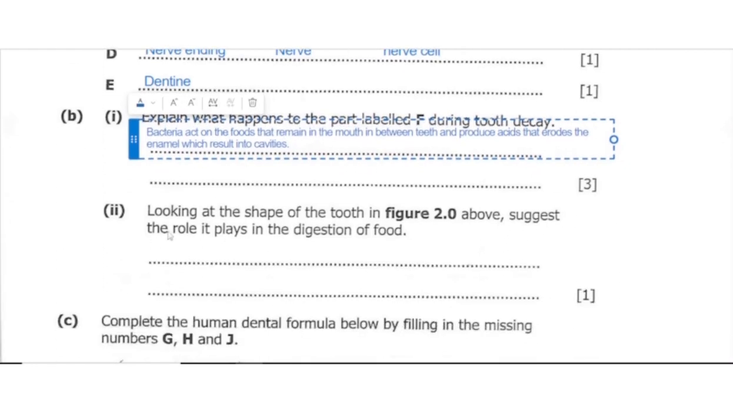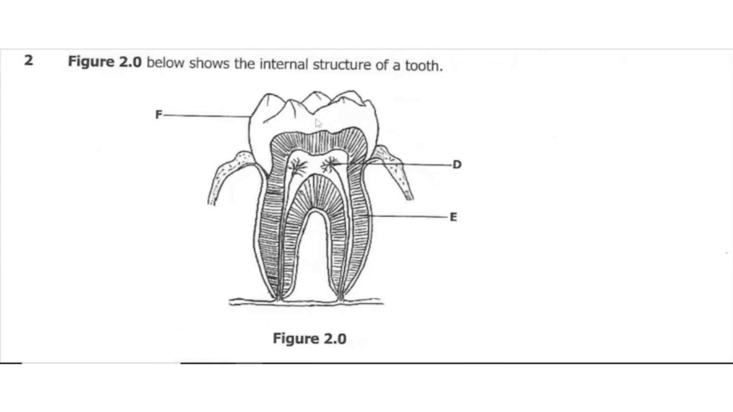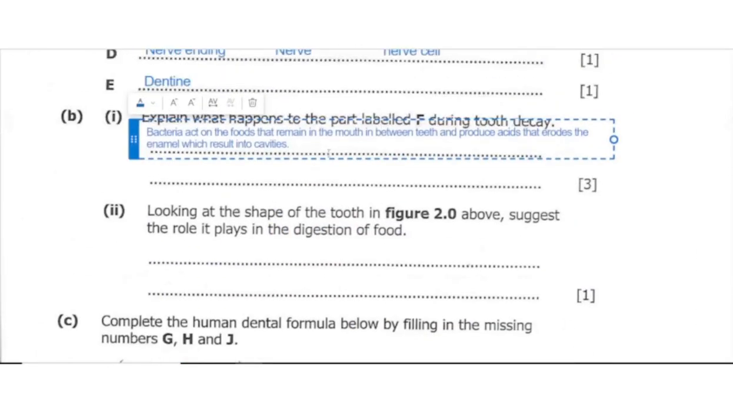So we go to question number 3. Look at the shape of the teeth in figure 2.0 above. Suggest the role it plays in the digestion of food. Okay, so we're going to go back and look at this shape. When you look at this shape of the teeth, this one is telling us that this is a molar. And what will be the function of the molar? So the function of the molar is to grind or crush food.